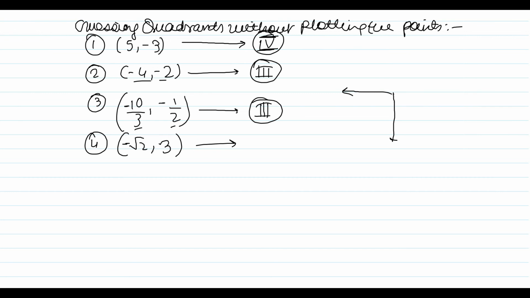Now in the last example we have minus root 2 comma 3. Here you have to go minus root 2 in the left direction and 3 units in the positive direction. Then what you have is the second quadrant. Okay, so let me give you a very rough figure of all these points.